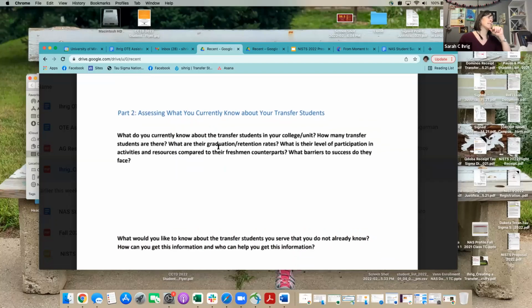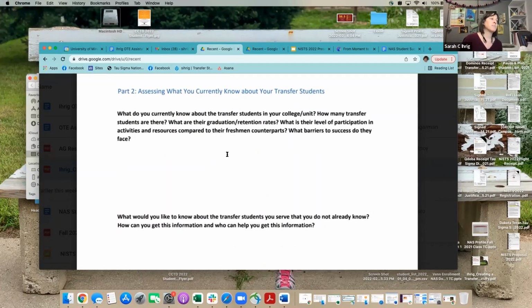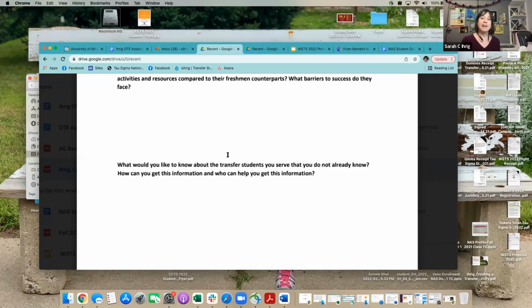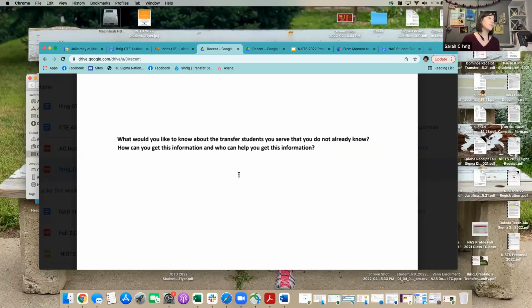Then we move on and I asked them to assess what they currently know about their transfer students. So this prompts them to ask about what they know regarding transfer student participation, graduation and retention rates, and what activities and resources they're offering for transfer students. And then I asked them to think about what they would like to know about transfer students that they don't know, and who can help them get this information.